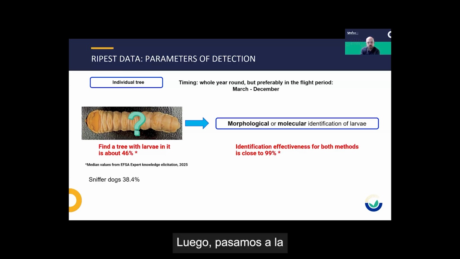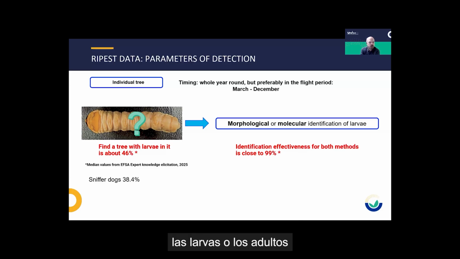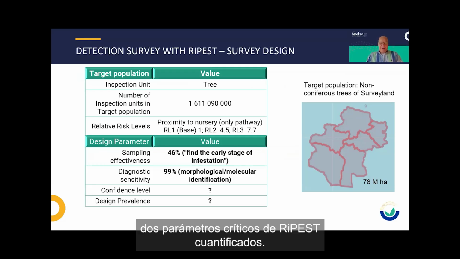Then we go to morphological and molecular identification of larvae. Yeah, then you have just larvae or an adult brought into the laboratory, and there it is actually quite easy. Therefore, the effectiveness is 90... They estimated it as 99%. Okay, so we now have two critical parameters of RIPEST already quantified.